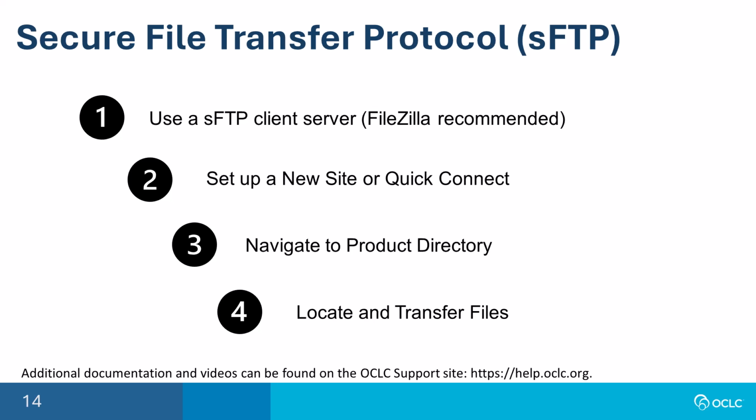After downloading and installing the SFTP client, open the application. Use Quick Connect to enter your credentials each time or create a site profile for OCLC. Navigate to the correct product directory. Locate the files and transfer them to your computer. Additional documentation and videos can be found on the OCLC support site.